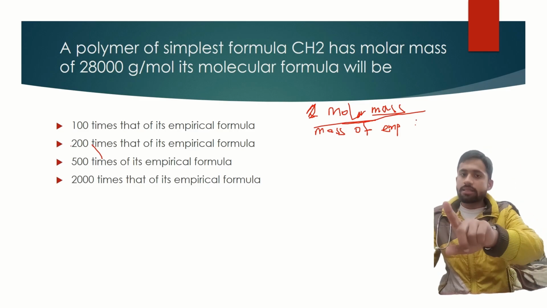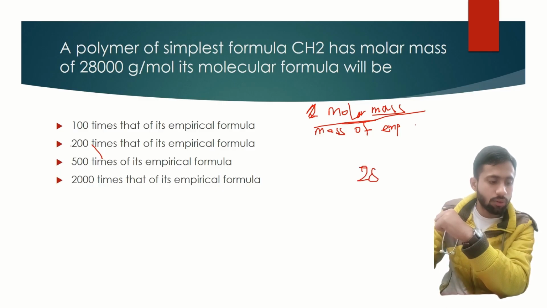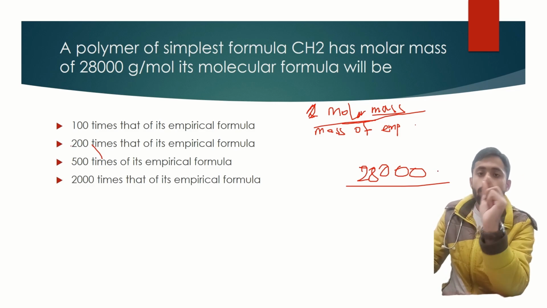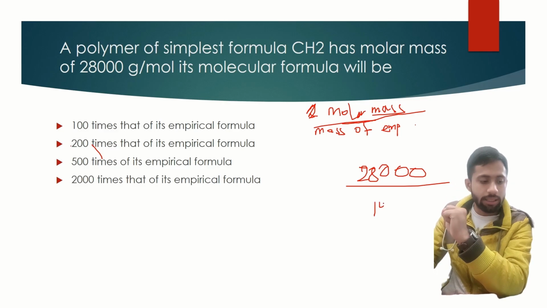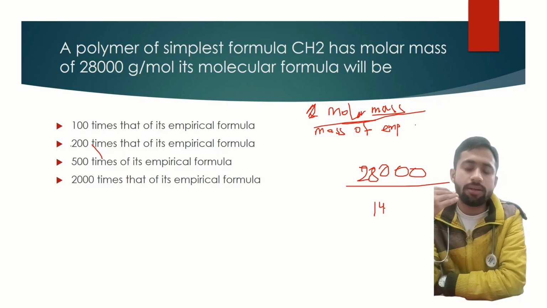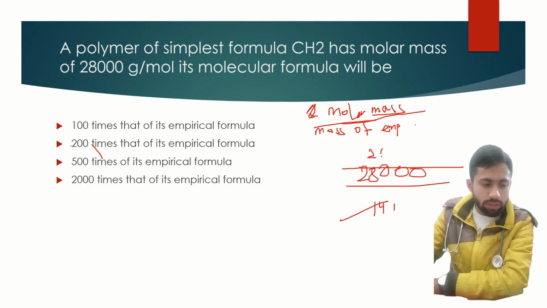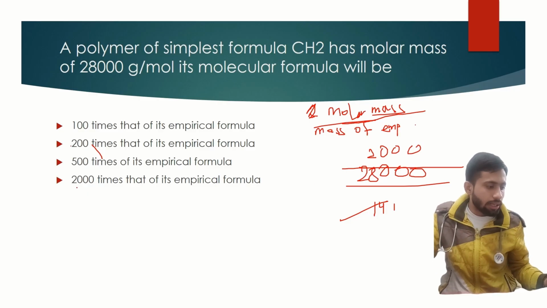So what is the molar mass? The question has given us 28,000 grams per mole. Okay, and what's the mass of the empirical formula? CH2, carbon 12, hydrogen plus hydrogen 2, 12 plus 2, 14. I can divide it directly by 14, but you may also do it step by step by dividing with 7 and then 2. It's your choice completely. I am dividing it in one single step because it is too simple. 14 ones are 14, 14 twos are 28, 0, 0, 0. So it is 2000 times more. So the correct answer will be 2000 times that of its empirical formula, that is delta option.